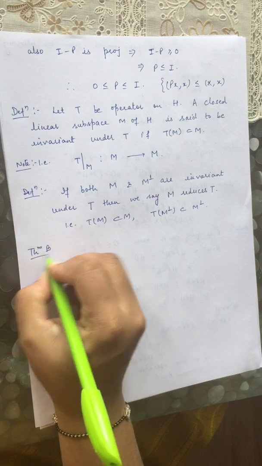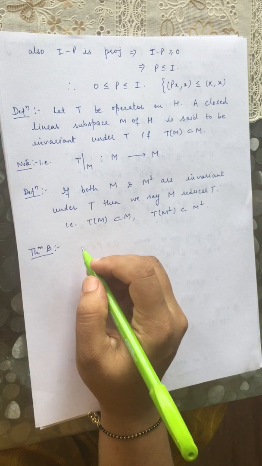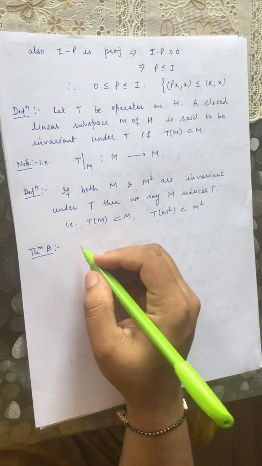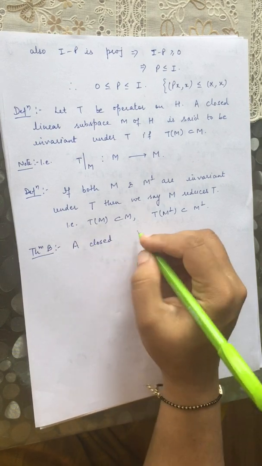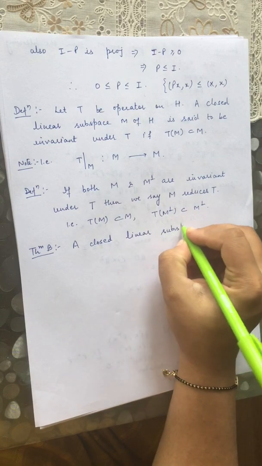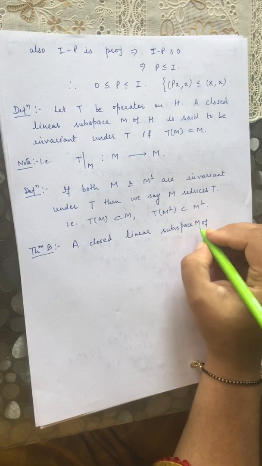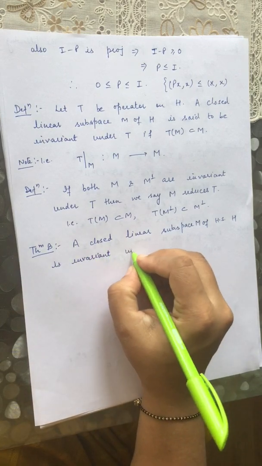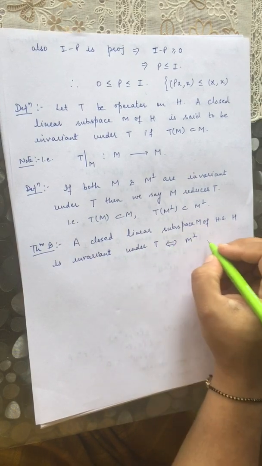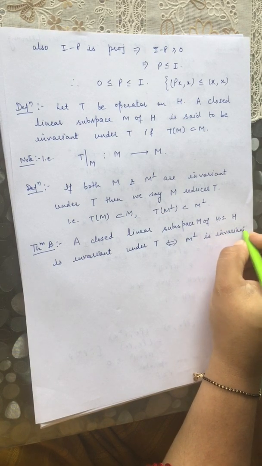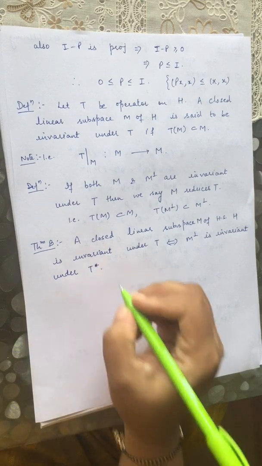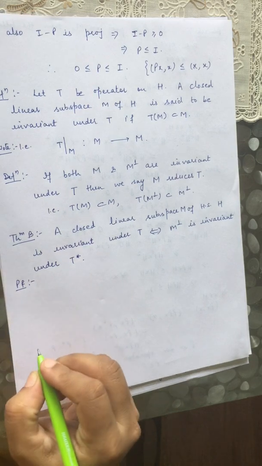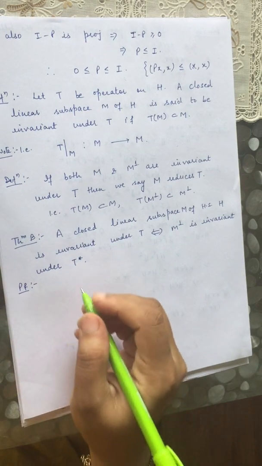So we will prove this theorem B. In this theorem, a closed linear subspace M is invariant under operator T if and only if its perp M perp is invariant under the adjoint of the operator T, that is T star. So here we will prove a closed linear subspace M of Hilbert space H is invariant under T if and only if M perp is invariant under T star. So this is the relation between T and projection on M, or we can say this is the relation between the operator T and T star, T on M and T star on M perp.